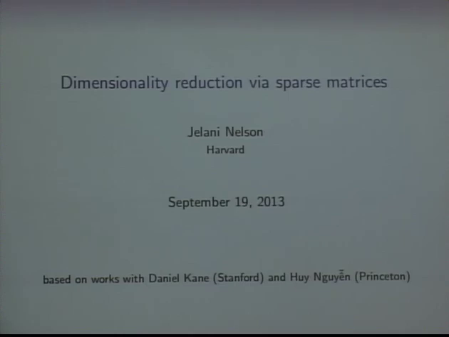Okay, over to Jelani. So what I'll talk about is based on a few different joint works with Daniel Kane and also with Hui Nguyen. And I'm going to focus first in the talk on dimensionality reduction for some generic problems in high-dimensional computational geometry. And then toward the second half of the talk, I'll focus in on numerical linear algebra.